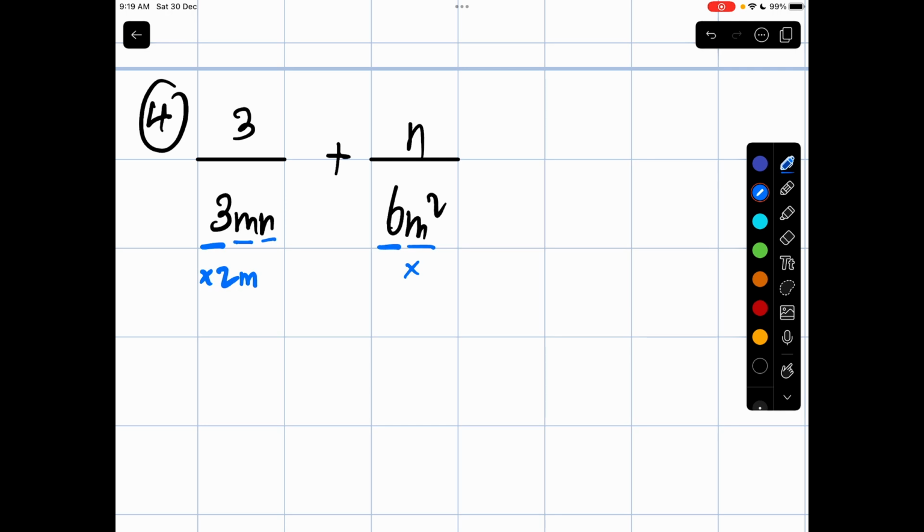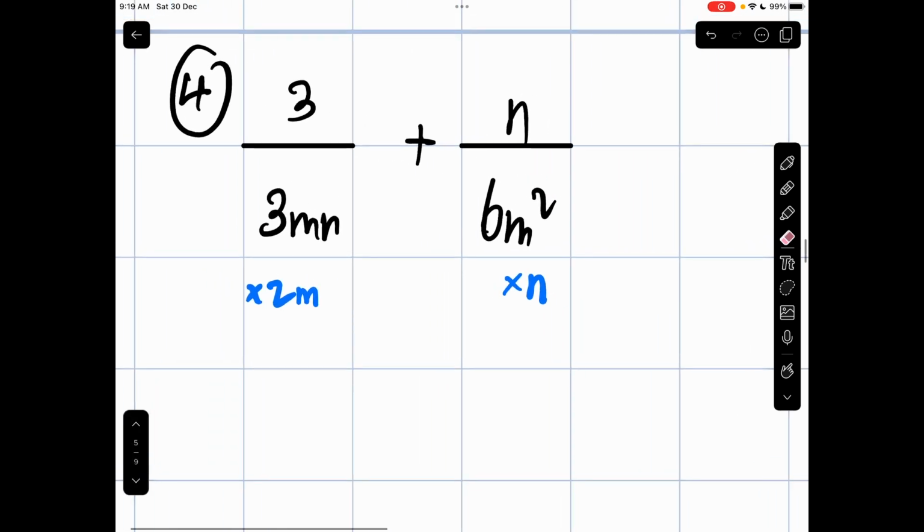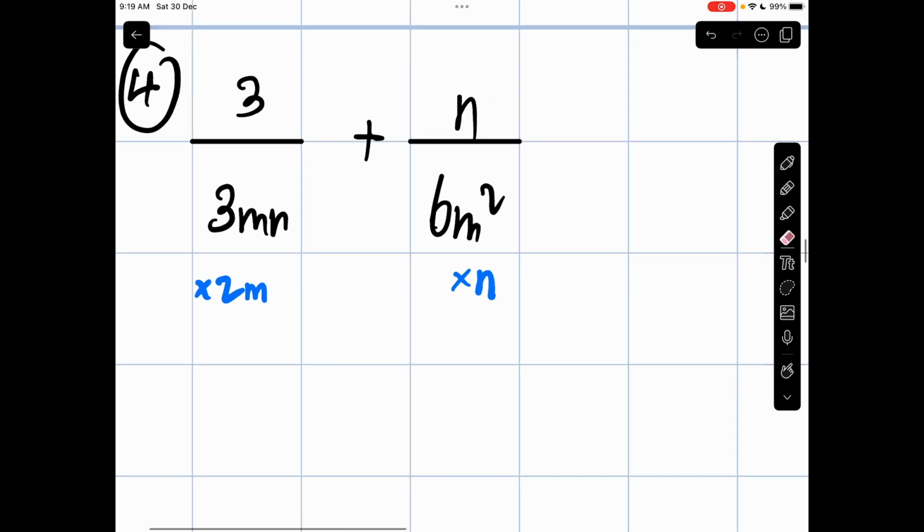Then we have n. But n is already available here but not here. So we have to times this by n. So if you take a closer look, what we have done here is we have found the HCF for both of these terms through deduction. So when you try to multiply this with what we have found here, 3mn times 2m, we will get 6m squared n, and 6m squared n times n, we will have 6m squared n as well. So we have managed to find the highest common factor for both.